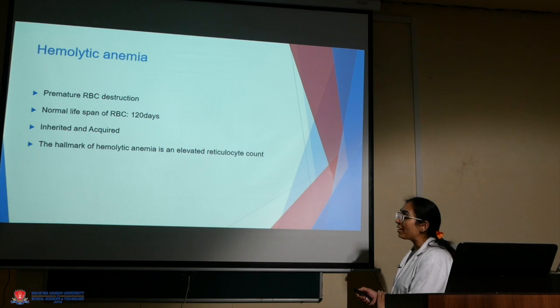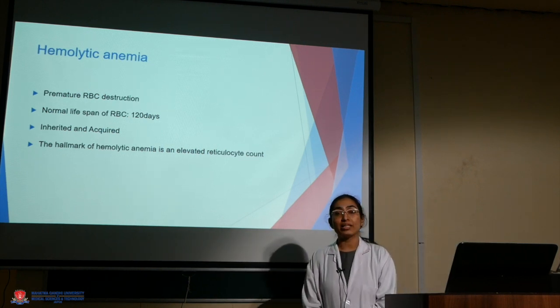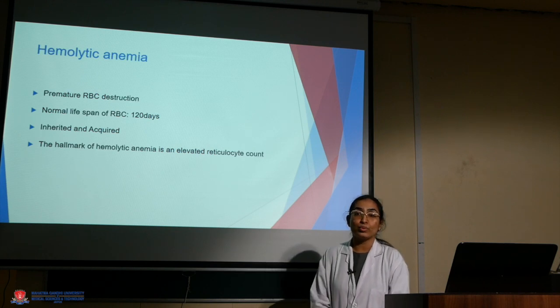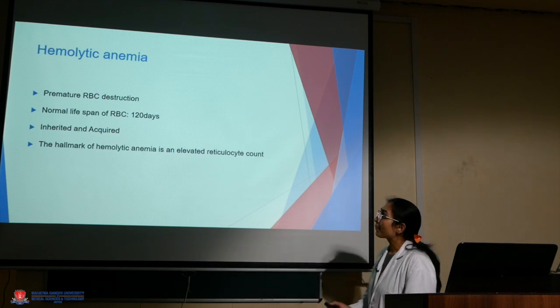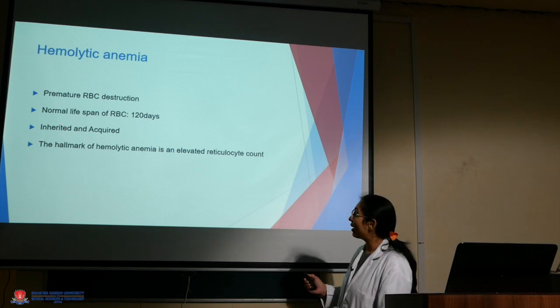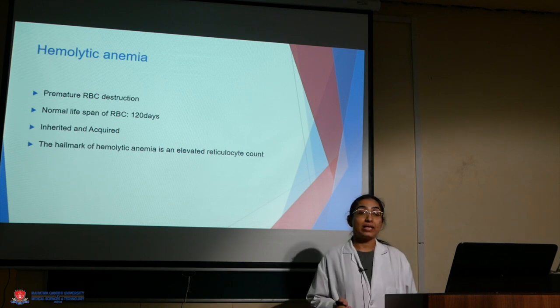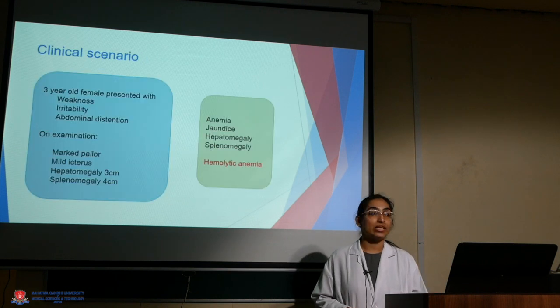The normal lifespan of RBCs is 120 days, whereas in hemolytic anemia the lifespan is reduced to maybe 20 days or 40 days or 80 days. Hemolytic anemia could be inherited, as in children, or it could be acquired. And the most important hallmark of hemolytic anemia is an elevated or increased reticulocyte count.